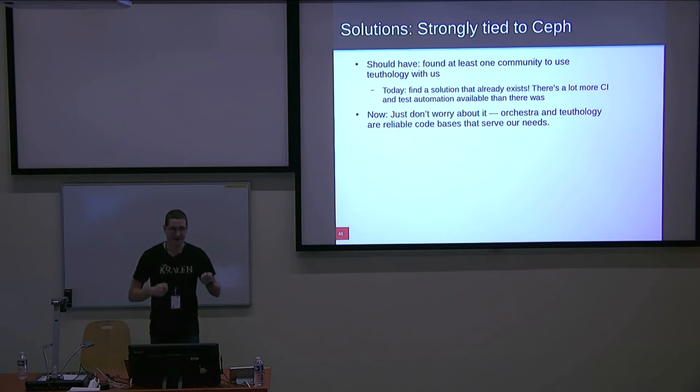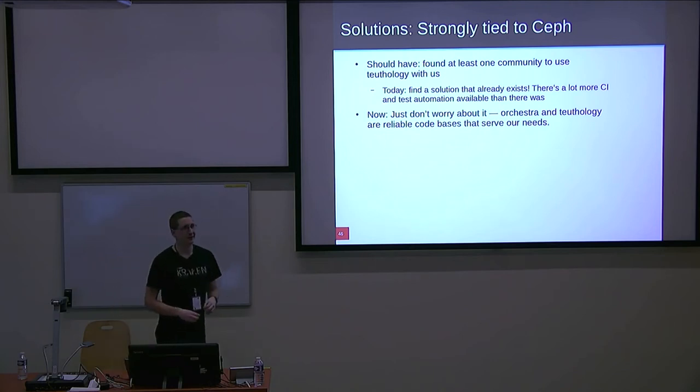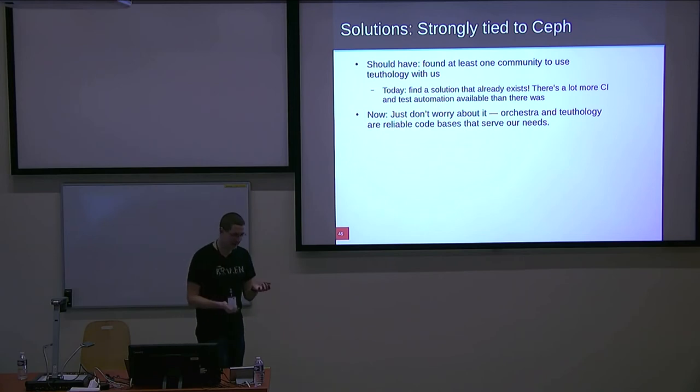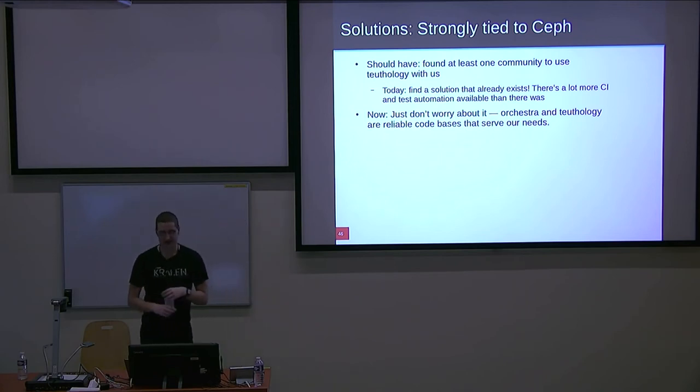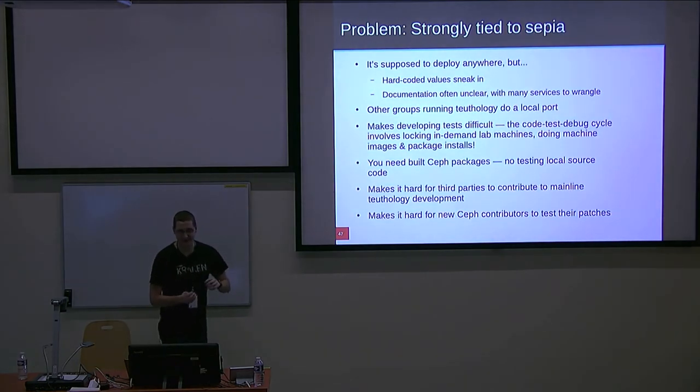Orchestra and Teuthology are reliable code bases that serve our needs. And if you're building a new testing system, you shouldn't build a new testing system. You should find one that exists. You're not going to get everything you need in one coherent package, but there are things like Zuul, there's Jenkins. There's a lot of different CI and test automation available now that you can build systems out of. And there's a lot more interest in distributed systems testing.